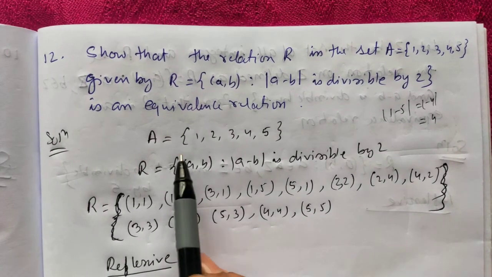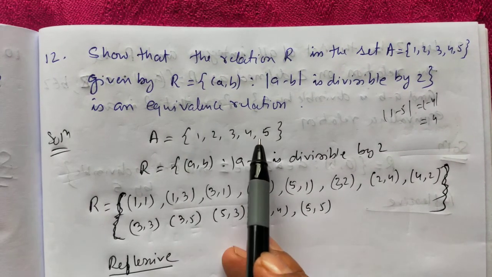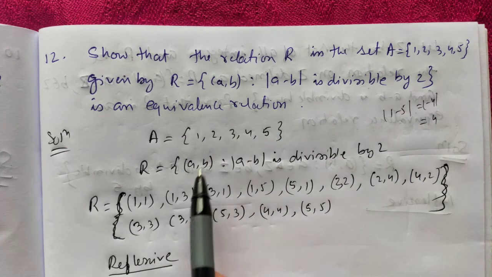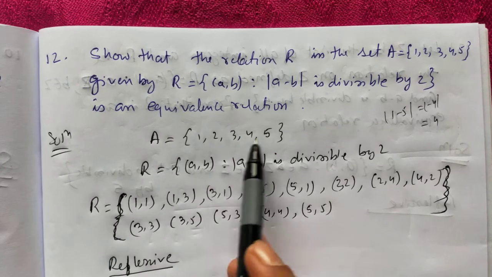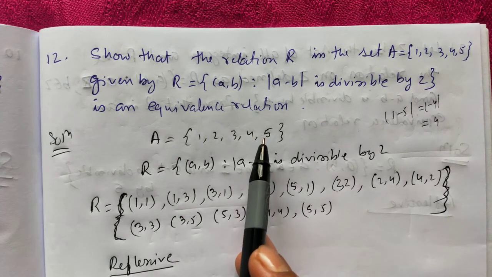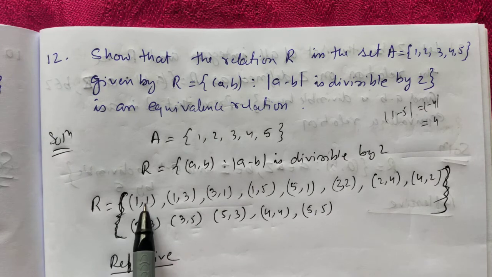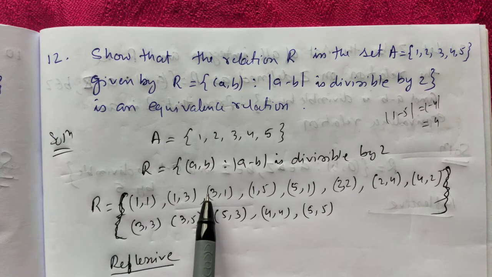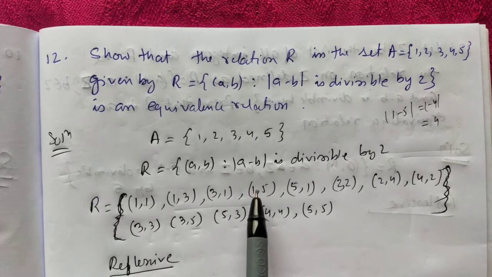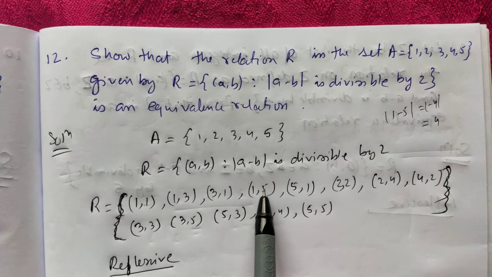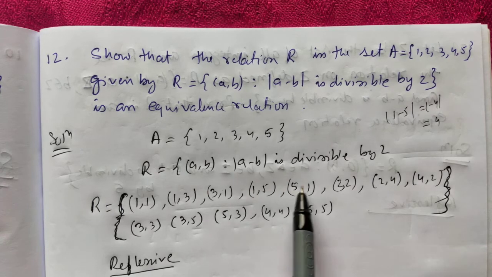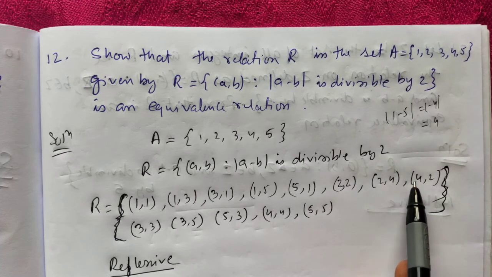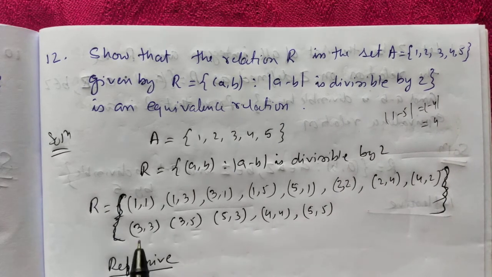Now, since the set is already given as 1, 2, 3, 4, 5, we'll try to get the relation. I have to use the elements from this set only. So 1 minus 1 is 0, which is divisible by 2. For 1, 3: 1 minus 3 is 2, so divisible by 2. If 1, 3 is there, then 3, 1 I can also write. 1 minus 5 is minus 4, divisible by 2. I'll take positive only, so 5, 1 I can also write. 2, 2 is divisible by 2. 2, 4 is divisible by 2. 4, 2, if I subtract, is divisible by 2. So I wrote all the elements.